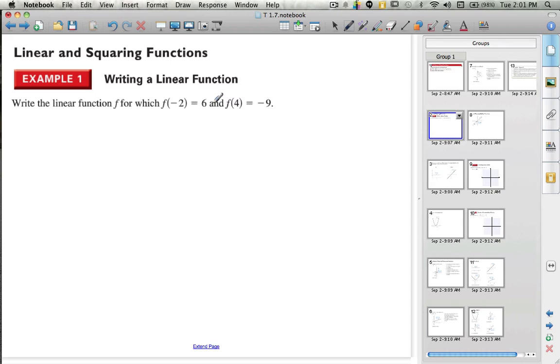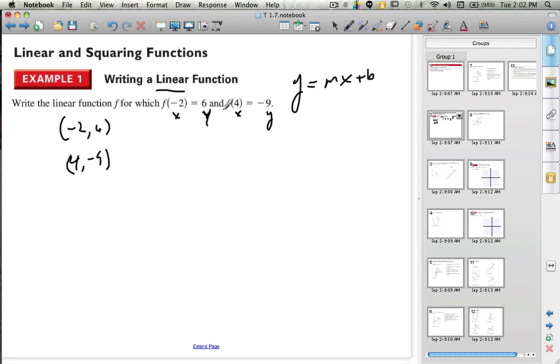So when we're talking about writing out a linear function, this is the graph of a line. Linear functions are going to end up in this form, y is equal to mx plus b. They've given me f of negative 2 is equal to 6. That's the same as giving me a point, negative 2, 6. This would be an x, and that would be a y. So they've given me 2 points.